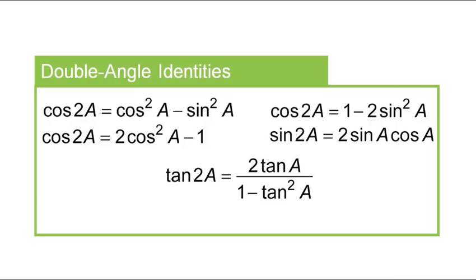There are all the identities that we've come up with so far for double angles. We have the 3 different forms of the cosine identity, and we have the sine of 2a and the tangent of 2a.